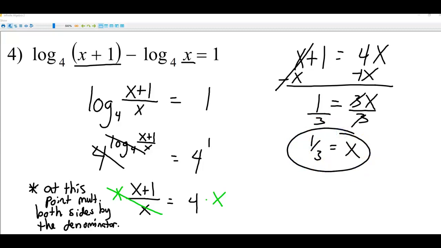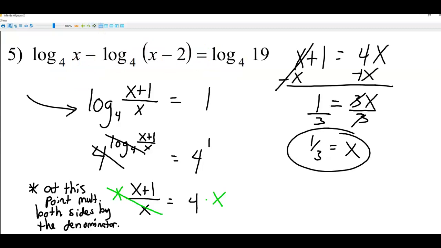Okay. So the main new step is when you have two logs that are being subtracted, you make a fraction out of it. But when you get down to this step where you have the fraction equal to a number, you're going to solve it by multiplying both sides by the denominator. Those are the two big ideas there. So I'll throw one your way. See what you guys can do there.